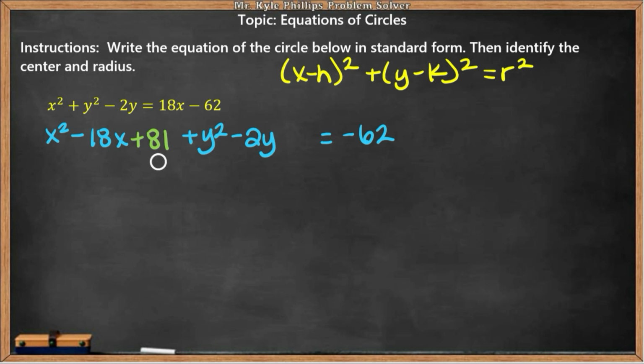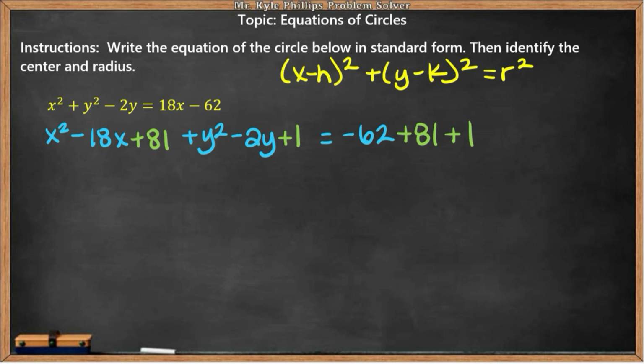And remember, if I add it to one side, I must add it to the other. And then I do the same thing with my y's. Half of 2 is 1. 1 squared is 1. If I add it to one side, I must add it to the other.